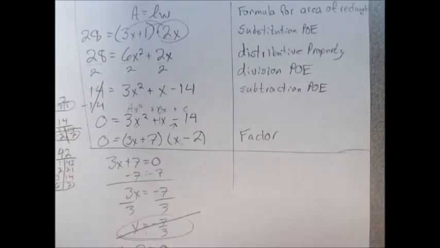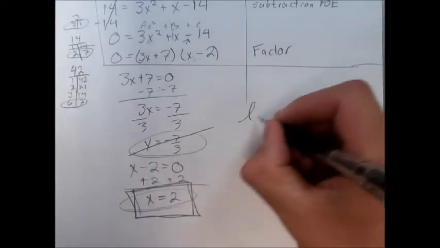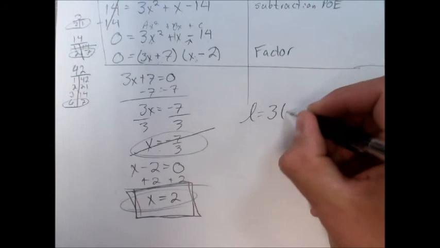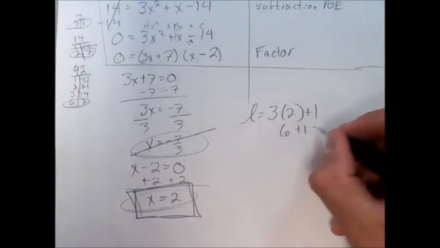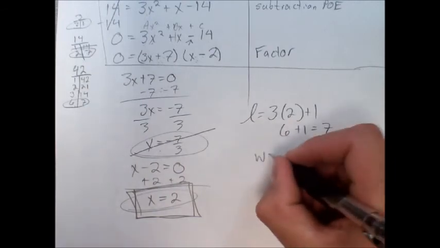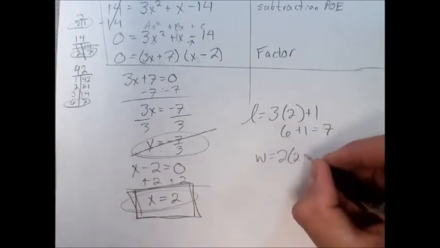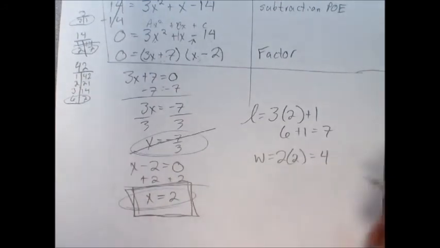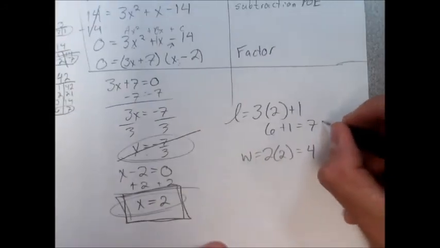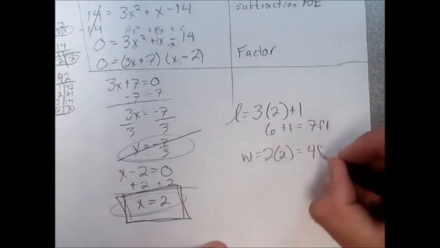So now I have to answer the real question, which was what are the dimensions? So my length was 3 multiplied by x, which is 2, plus 1. So I have 6 plus 1, which is just 7. Then my width, which is 2 multiplied by x, which is 2, and that is 4. So I need to establish my side length dimensions, 7 foot and 4 foot.